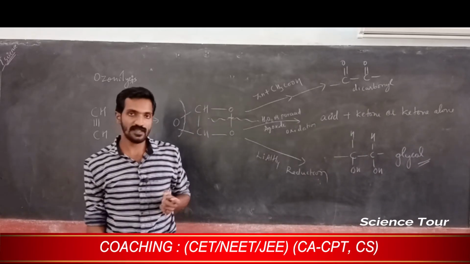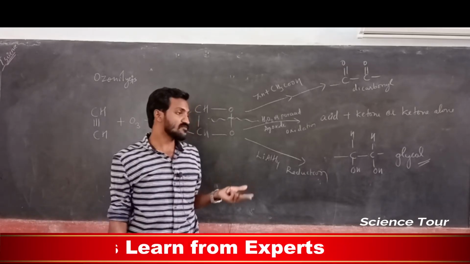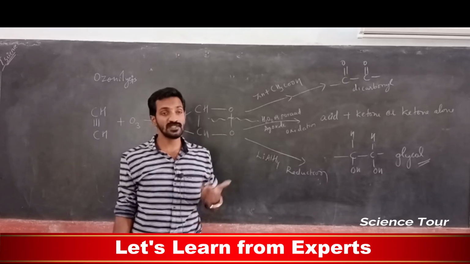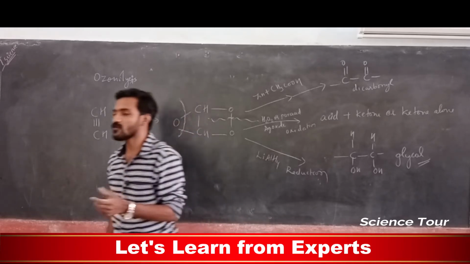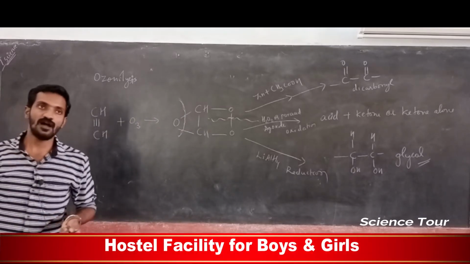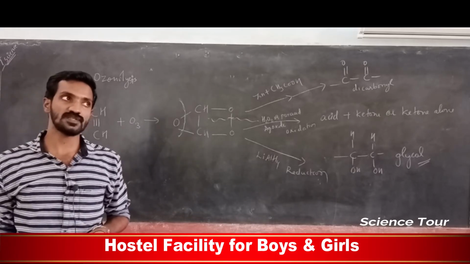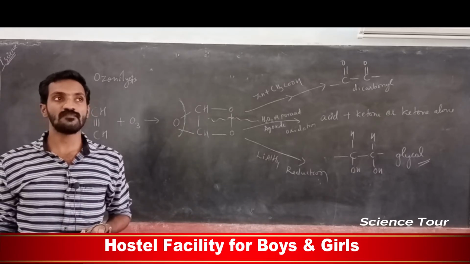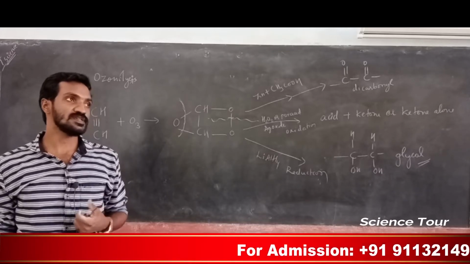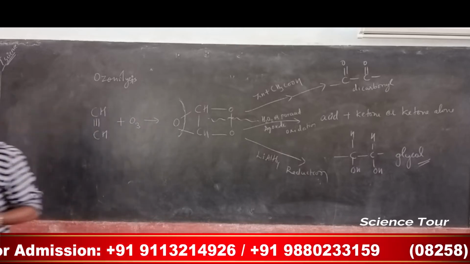Remember these three different reactions. The alkyne reacts with the ozone and forms ozonoid compound, and then later that ozonoid compound reacts with the different reagents and gives different products. Zinc and acetic acid gives dicarbonyl, and hydrogen peroxide and peracid in the presence of silver oxide gives acid plus ketone or ketone alone. And the last one is lithium aluminum hydride. Reduction takes place, it gives, my dear students, glycol.